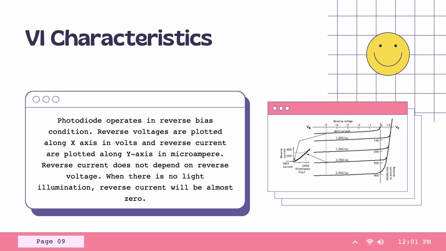For the VI characteristics, photodiodes operate in reverse bias condition. Reverse voltages are plotted along the x-axis in volts and reverse currents are plotted along the y-axis in microamperes. Reverse current does not depend on reverse voltage. When there is no light illumination, reverse current will be almost zero. The minimum amount of current present is called the dark current. When the light illumination increases, reverse current also increases linearly.